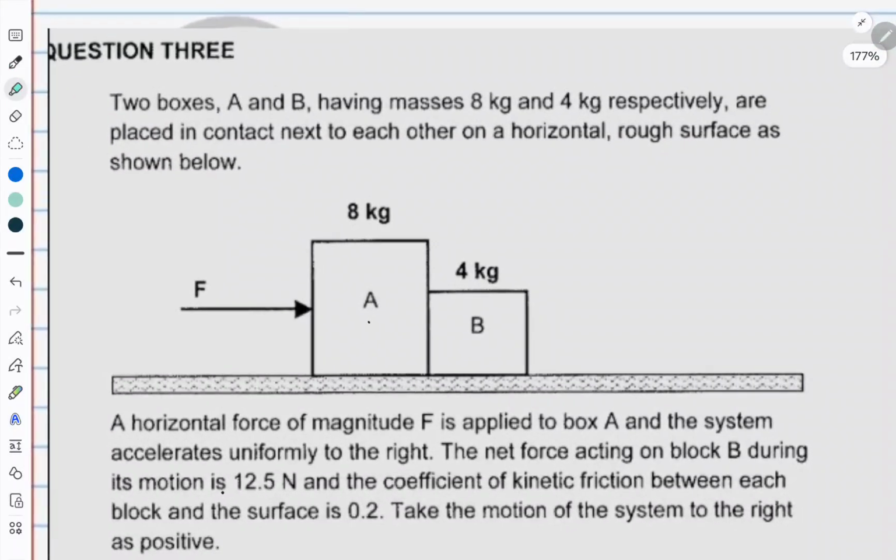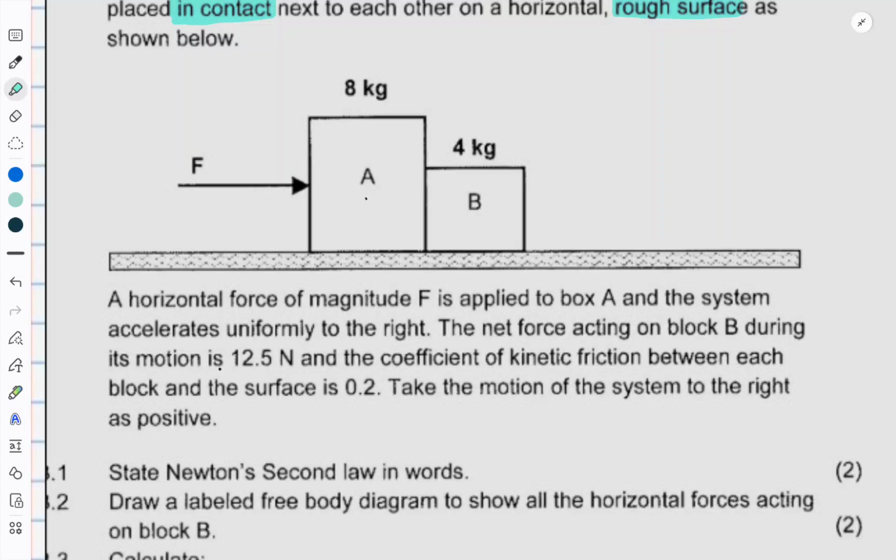So we have two boxes, masses 8 and 4 kilogram respectively. Okay, it's even in the diagram itself. They are placed in contact. So they are touching each other on a horizontal rough surface. Rough surface means there's friction. We don't know what friction it is yet, whether it's static or kinetic friction, but let's keep reading.